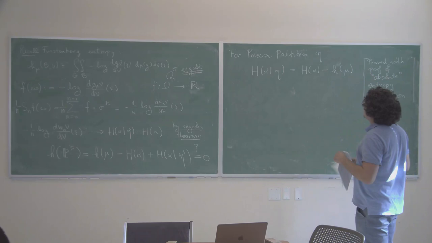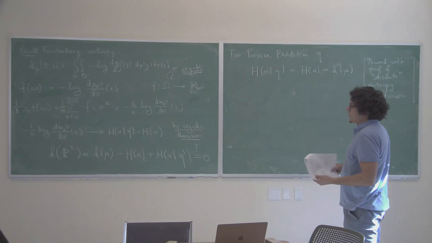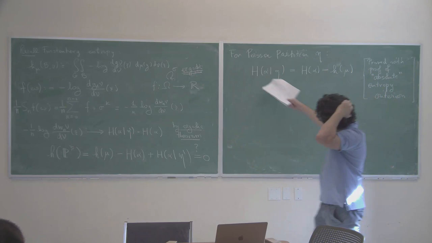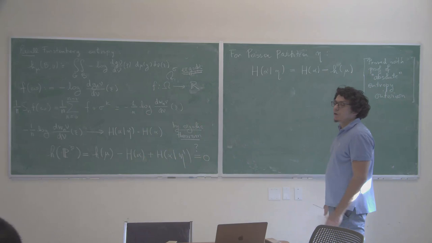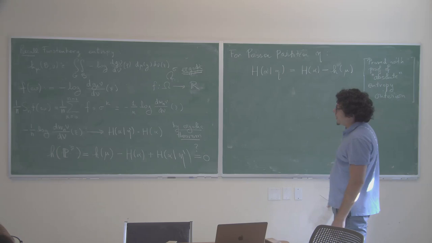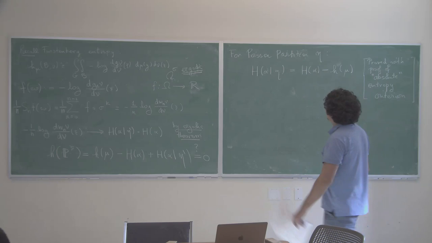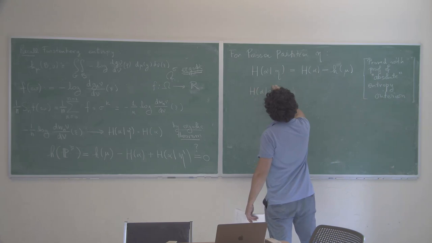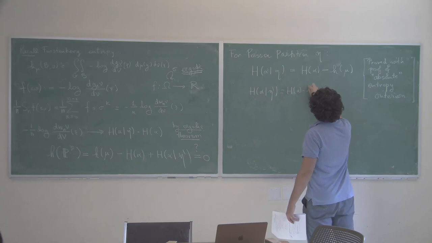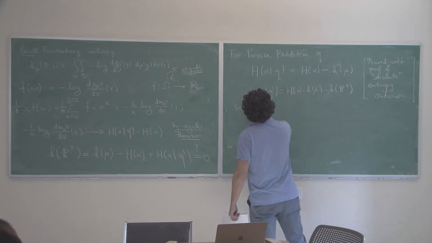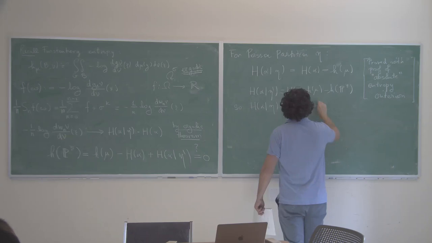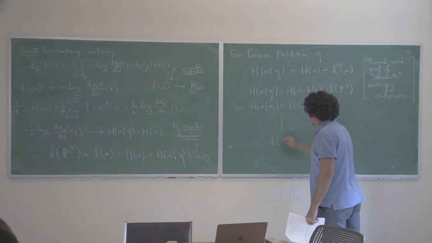So this is for the Poisson partition, and then we have this other partition. Of course, we want to say that the two entropies are the same if and only if this condition of entropy is zero. That's pretty clear once you compare the two things. Because h of alpha given eta prime is h alpha minus h mu minus h of p psi. So clearly h alpha given eta equals h alpha given eta prime is equivalent to saying that h of p psi is zero.